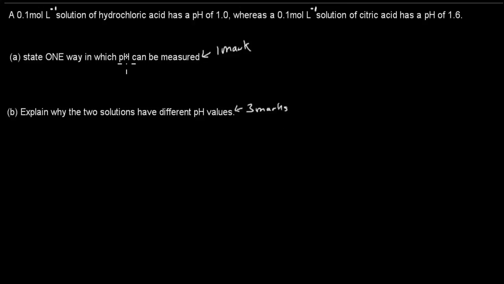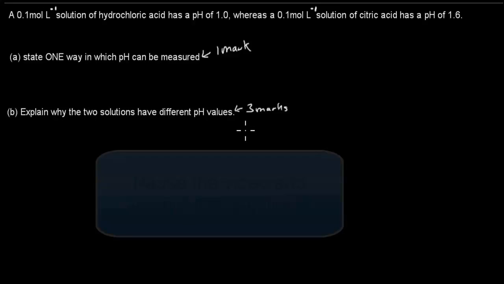The question itself is: a 0.1 mole per liter solution of hydrochloric acid has a pH of 1.0, whereas a 0.1 mole per liter solution of citric acid has a pH of 1.6. A. State one way in which pH can be measured, and that's worth 1 mark. B. Explain why the two solutions have different pH values, and that's worth 3 marks. So when you're ready, press play or pause and attempt the question.